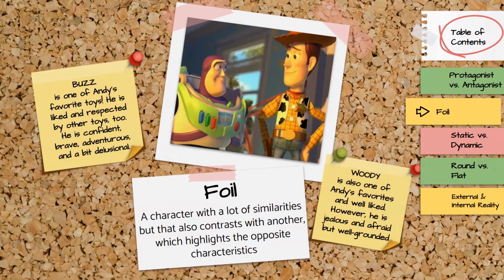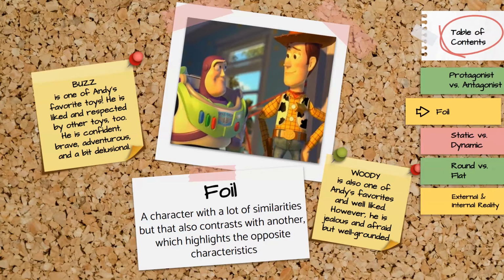Next up is the foil. So this term comes from when you put foil underneath a diamond, which helps to reflect the light and make the diamond look even more sparkly and beautiful. In a story, a foil is a character with a lot of similarities to another character, but that also contrasts with the character. And that contrast, in spite of all of the similarities, is what highlights the opposite characteristics.